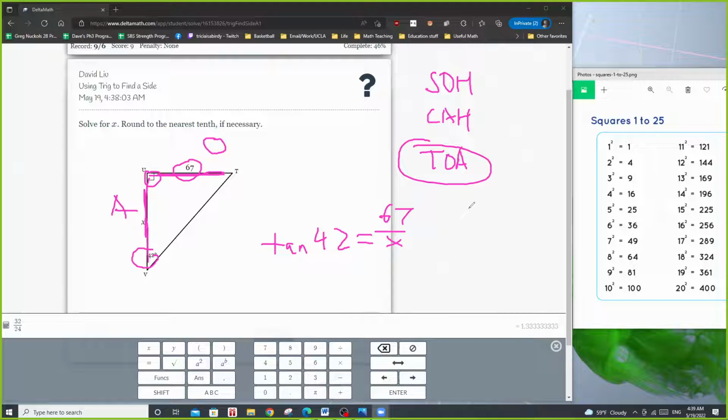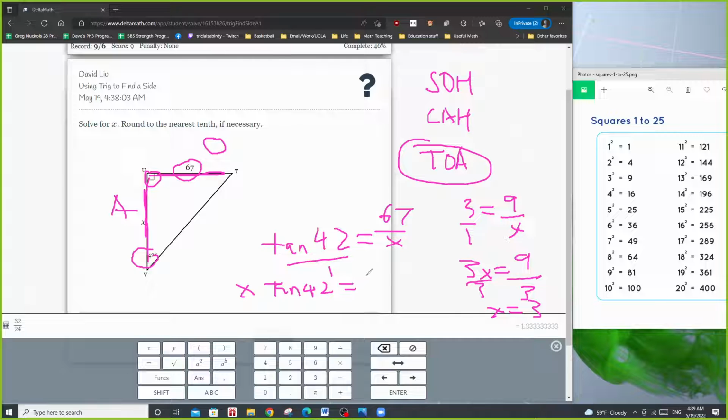If it's a number, we can do something similar to this. If we had 3 equals 9 over x, we could cross multiply by setting this as 3 over 1. So that's 3x equals 9. You divide by 3, you get x equals 3. Okay, same thing here. We cross multiply: x times tangent of 42 equals 67. And then you can divide by tangent 42 as if it were a number, okay? Over here, the 3's cancel out. Similarly, that cancels out. We get left with this.